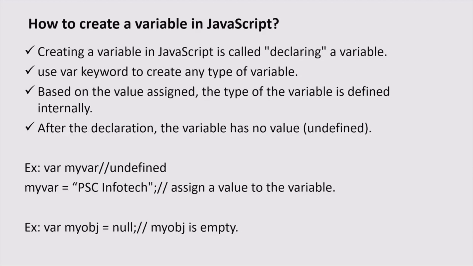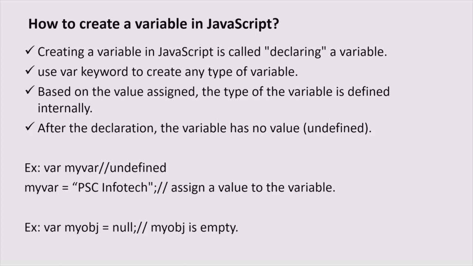How to create a variable in JavaScript? Creating a variable in JavaScript is called declaring a variable. Use the var keyword to create any type of variable. Based on the value assigned, the type of the variable is defined internally. After the declaration, the variable has no value, so it's undefined. So in this example, it's undefined.